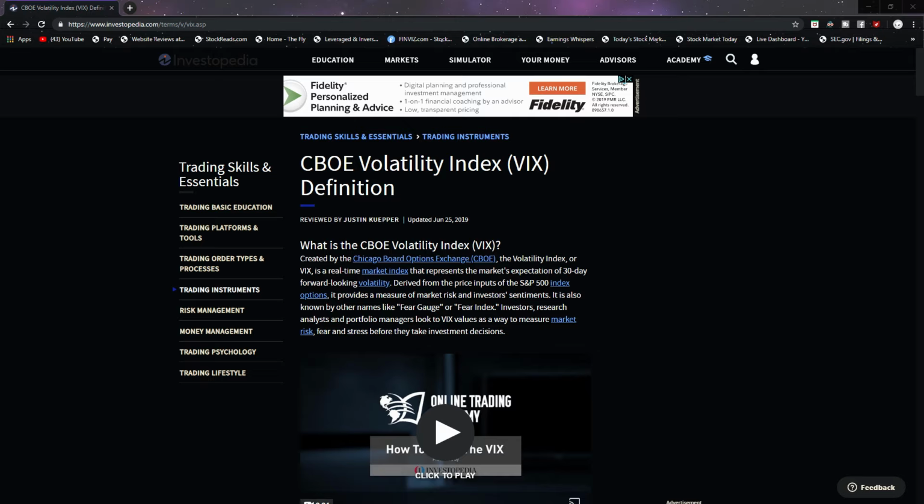There are different types of fear gauges out there. You got the VIX for the S&P 500. You got OVX that measures crude oil. The Russell 2000 has a fear index. There are many fear indexes out there, and I'm going to show you guys different fear gauges and what to look for when looking at these fear indexes.